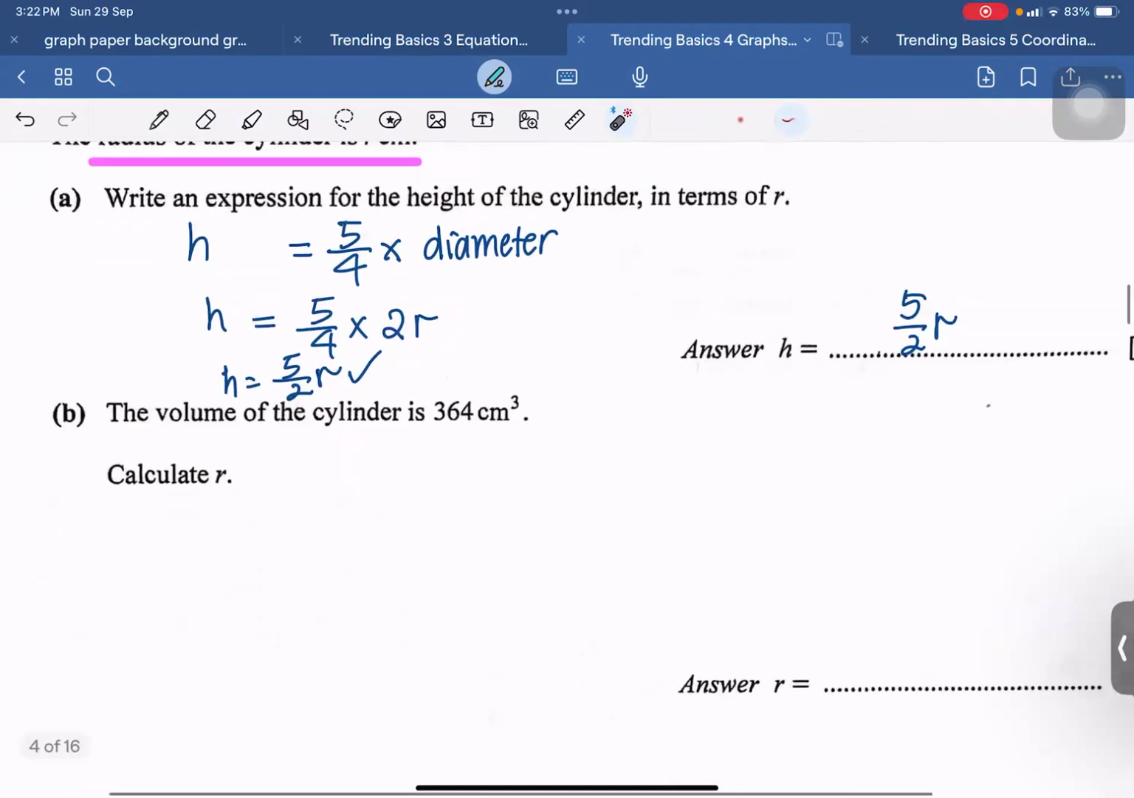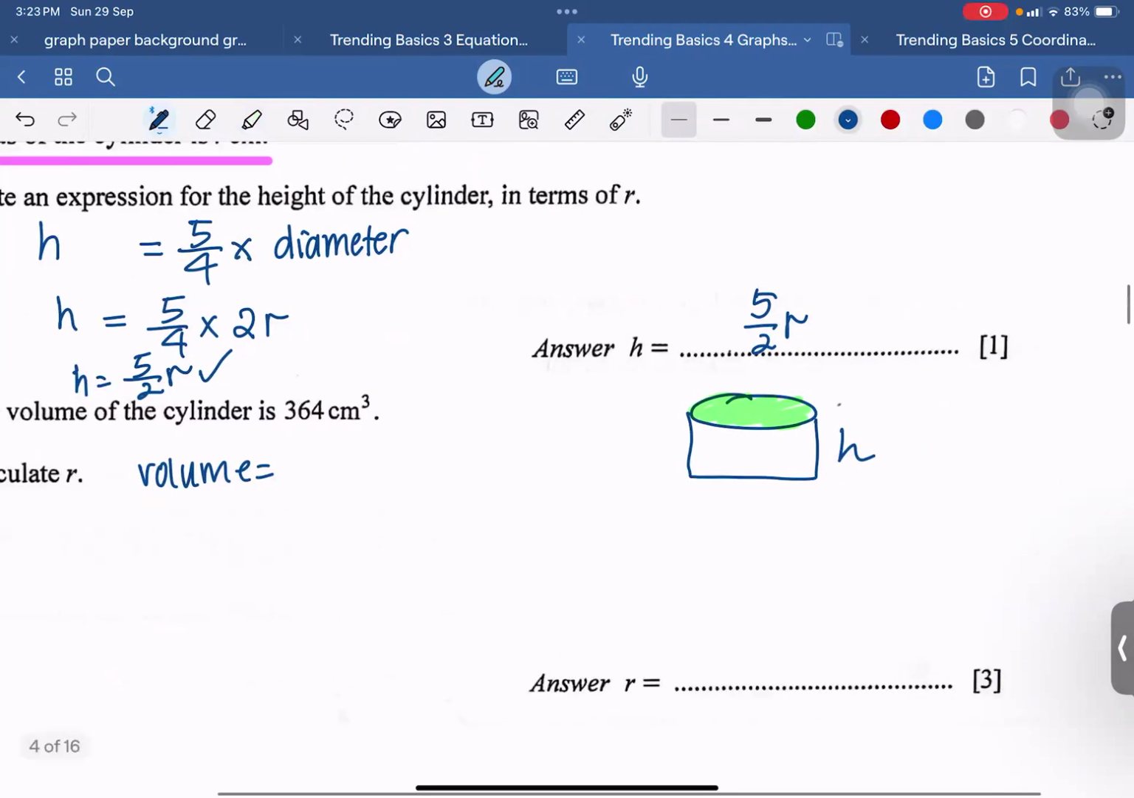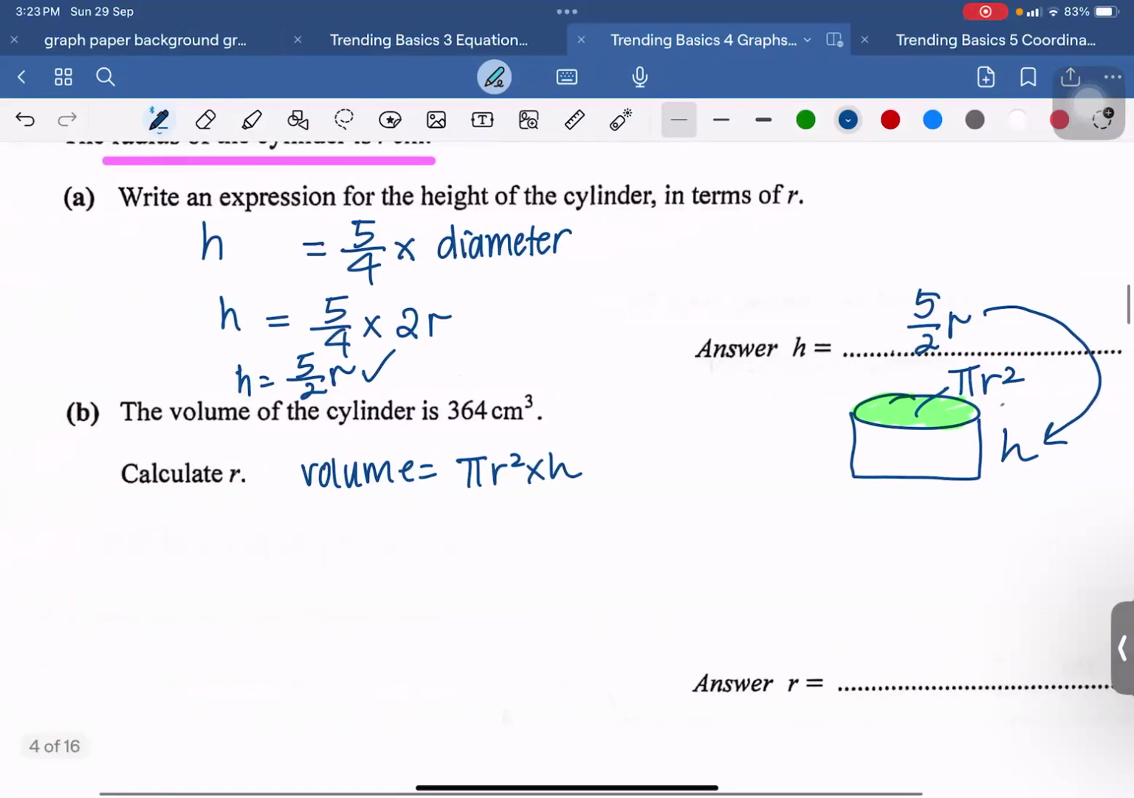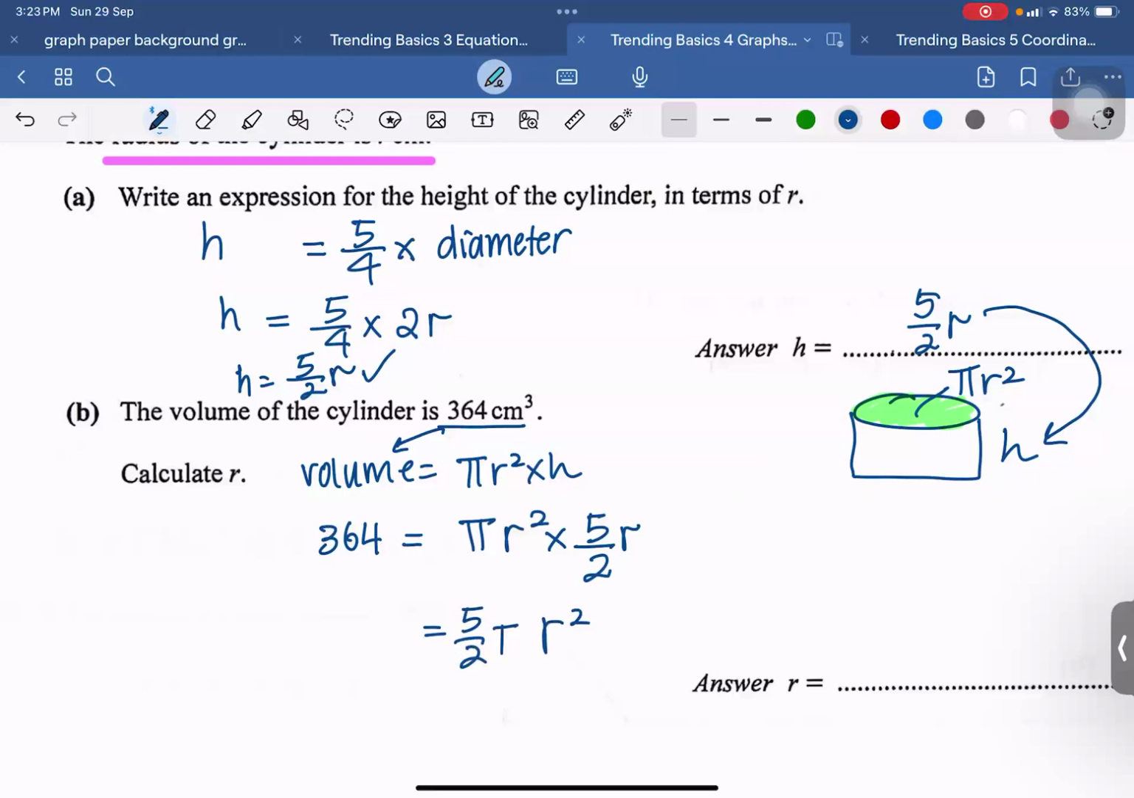Now they say the volume of a cylinder. Let's recall a little bit. How do we find volume of cylinder? Base area times the height, h. But our base area is pi r squared. The height now changed to 5/2 r. Now replace part by part. 364. Piece them together. Pi r squared times h, 5/2 r. Okay. Then no need to worry because we have r squared times r that will give you r cubed. Don't panic, don't panic. Okay, this is 5/2 pi.